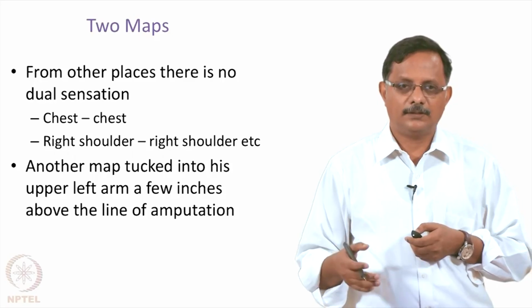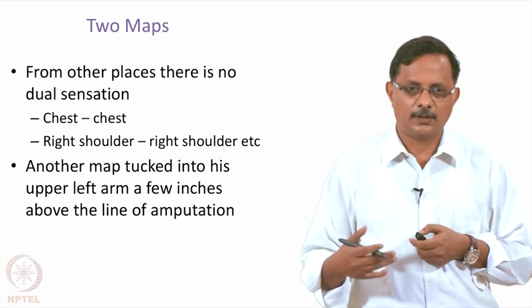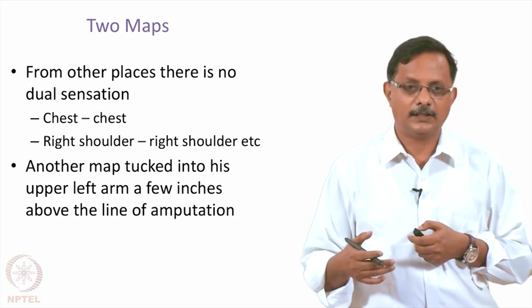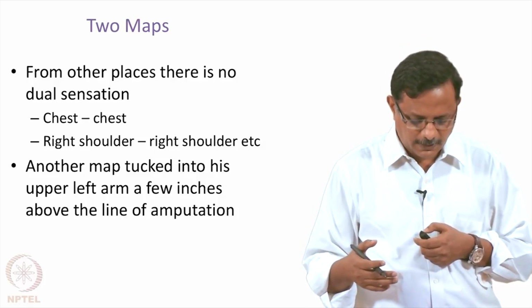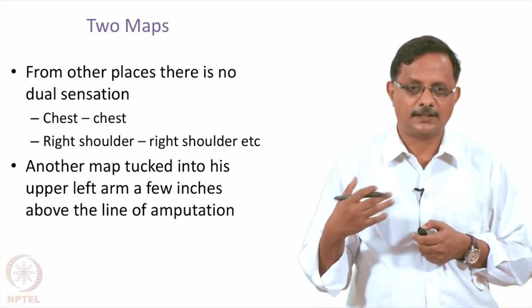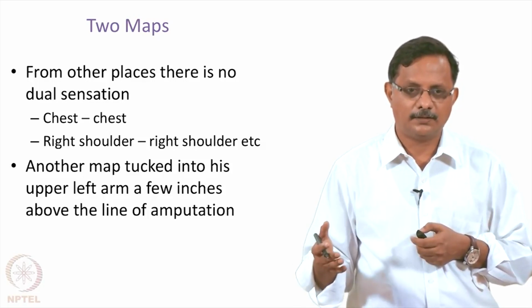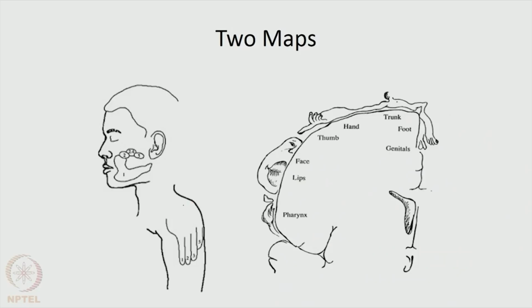So there is a whole map of the hand on the face. Now, in addition to the map of the hand on the face, similar maps were found in another location, on the shoulder, and in the other places there is no dual sensation. For example, when you stimulate the chest, there is only the experience of touching the chest, but no other dual location. In the upper left arm, it was found that there is a whole map of the hand. So the map of the hand is located in two places: one is on the face here, and another is on the upper shoulder.